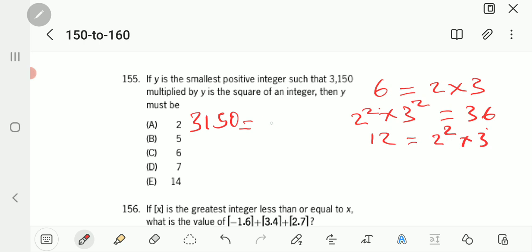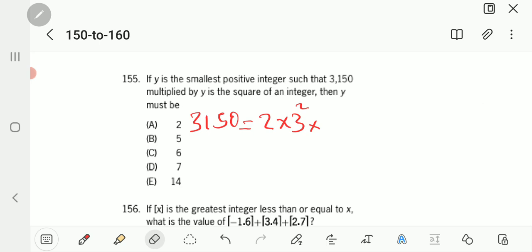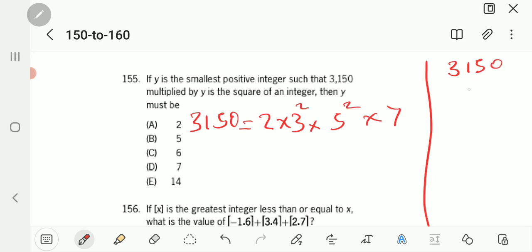2 is there. 2 times 3 squared, that is 2 times 3 times 3 times 5 times 7, 2 times 3 squared times 5 times 7. Yeah, that is the prime factorization of 3150. If you want to remember how to do prime factorization exhaustively, that is 3150. You start this way.